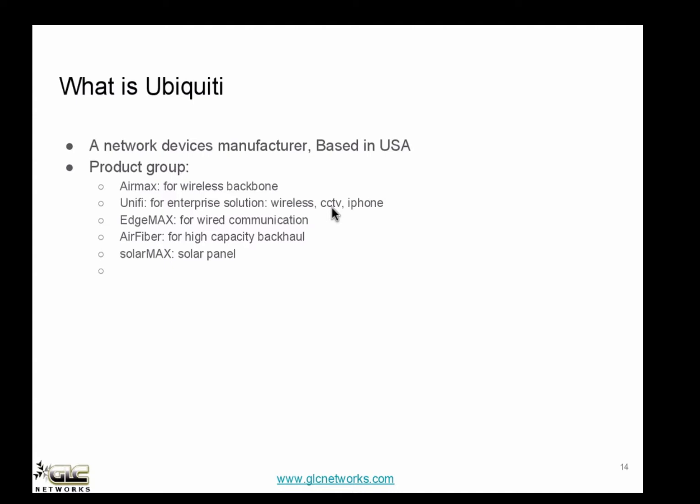I mean IP phone. Sorry, not iPhone. Okay, so I need to modify this one. So this is not iPhone. Okay, IP phone. Okay, IP based phone.